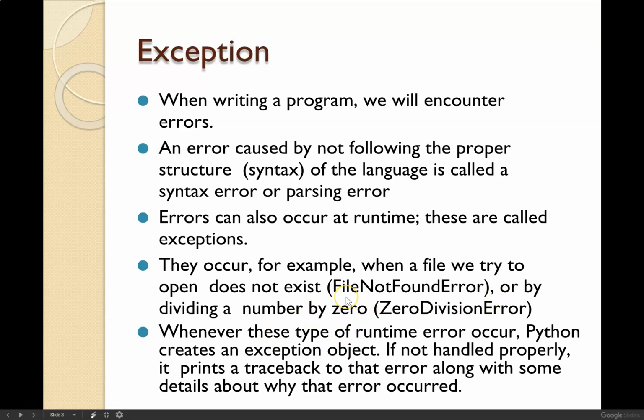Whenever those types of errors occur, Python creates what's known as an exception object. It basically logs the error and says, this is the type of error I think it is. And if you don't handle those errors, it just stops your program and prints back a little message called the traceback that says, we can't run this program because of this error, with some details as to why it happened and maybe what line of your program it happened on.